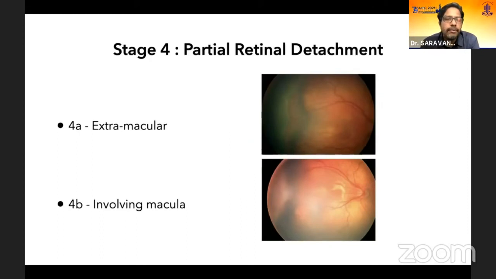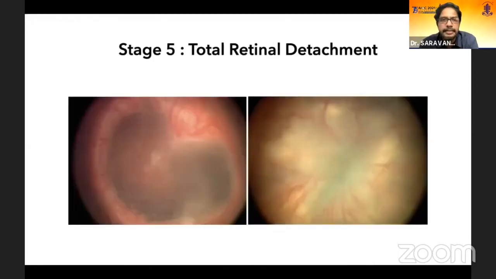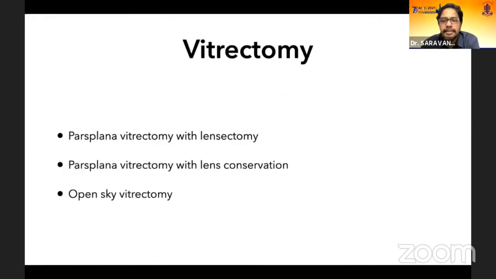In stage 4, both in RDs involving the macula and not involving the macula, stage 4A and 4B, sometimes you may be able to get away with placing a scleral buckle, which is usually a 240 band held with Vicryl sutures. If you're using other permanent sutures, you may have to release it at 3 months. But a 240 with Vicryl usually is enough, so you don't need to do a second surgery. This mainly helps in remodeling the fibrotic elements and changing the direction of the tractional forces, and it's placed at the maximum ridge height.